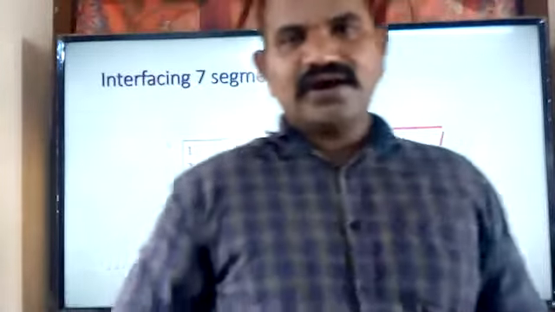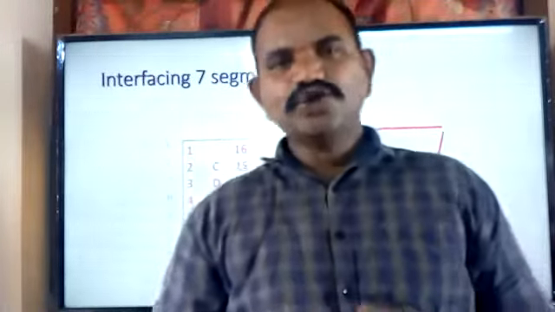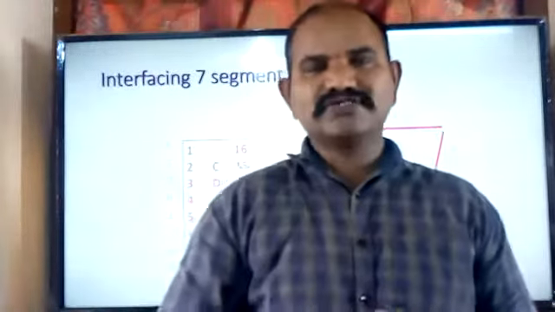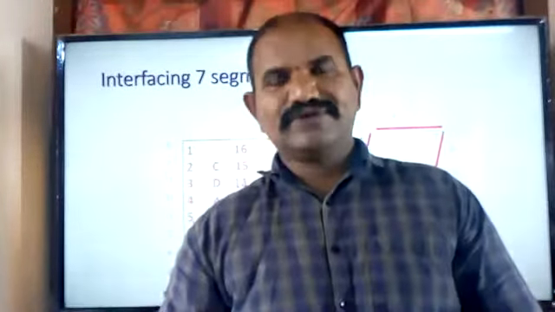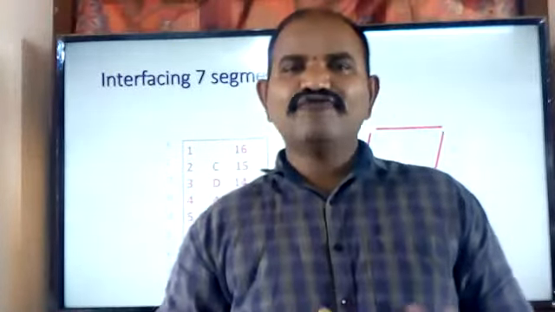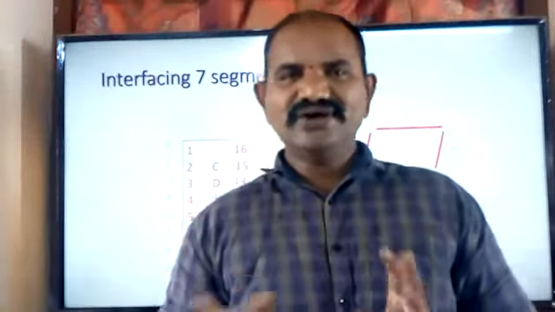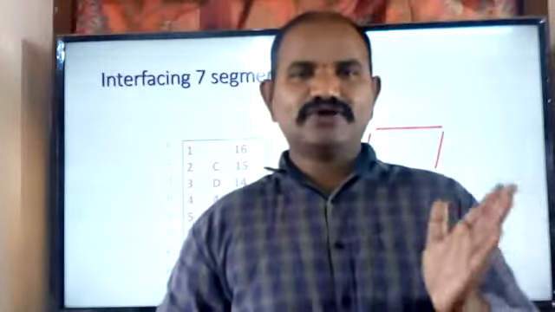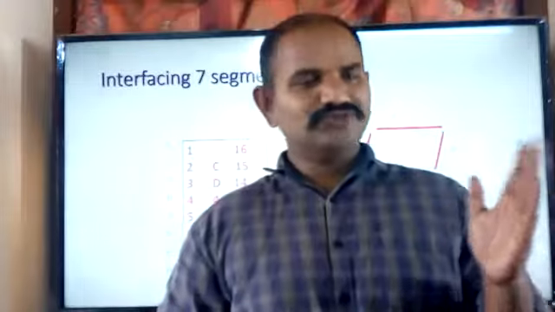Now when you would like to display numerical values, in the microcontroller case we may call them BCD numbers. When you would like to print BCD numbers on the screen, BCD numbers are 4-bit numbers, varying from 0 to 9. Binary coded decimal numbers vary from 0 to 9.